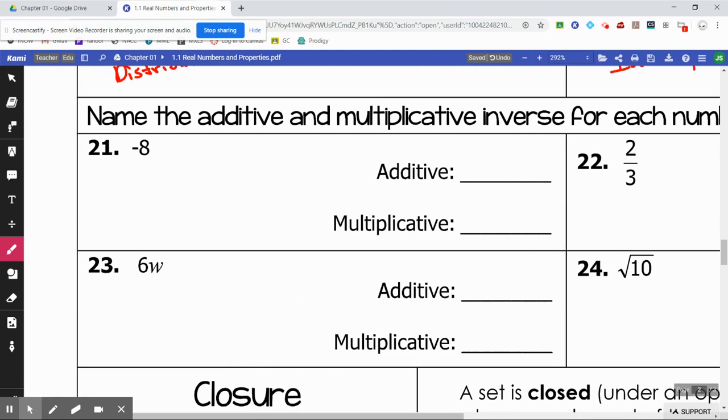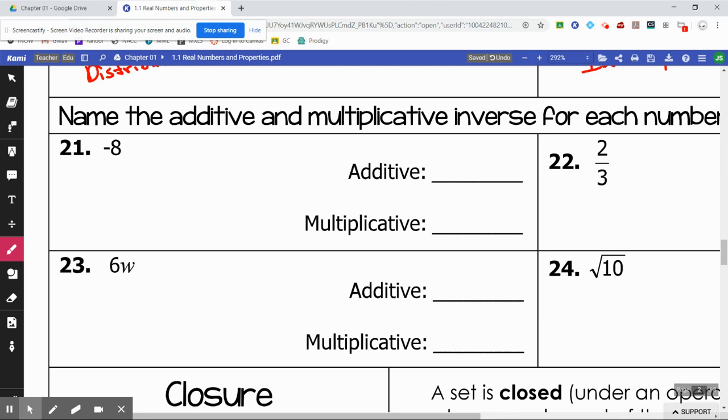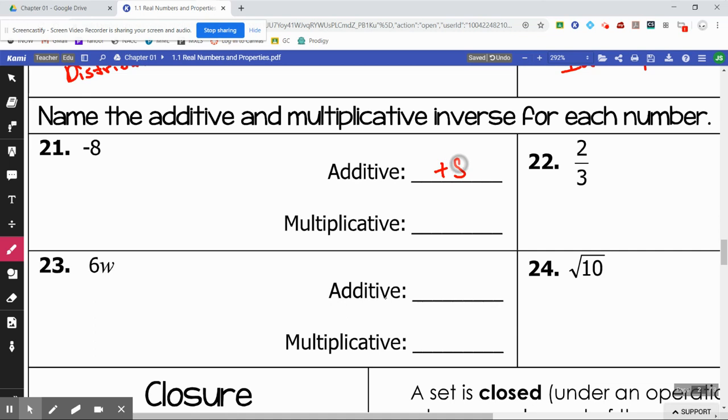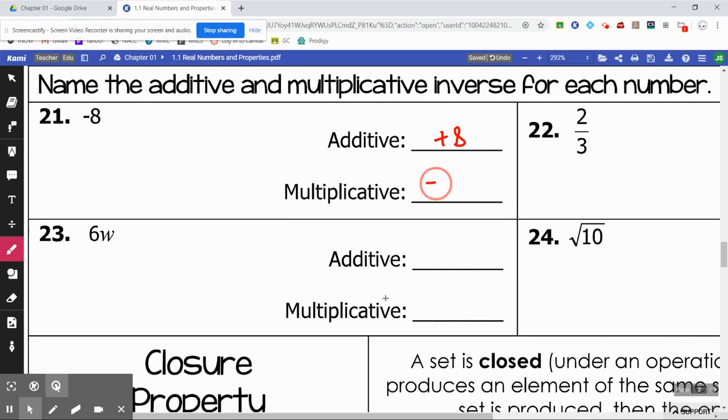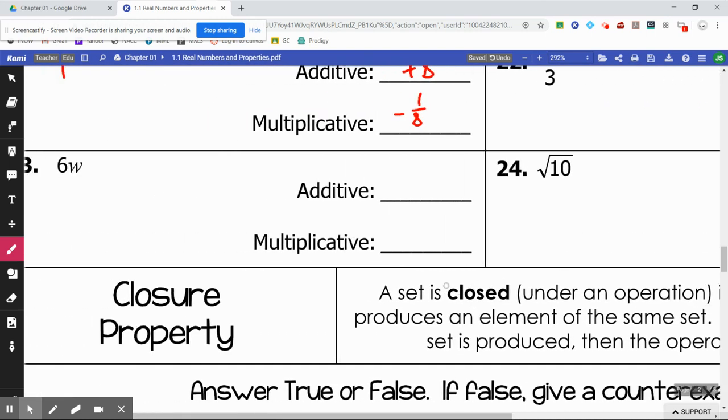Okay, name the additive and multiplicative inverse for each number. The additive inverse, anytime you're talking about additive inverses, is simply the opposite. So the additive inverse of -8 would be +8. The multiplicative inverse is simply the reciprocal. So that'd be -1/8. To reciprocate a whole number, make sure you put it over 1. The additive inverse for 2/3 is -2/3. The multiplicative inverse would be the reciprocal, 3/2.